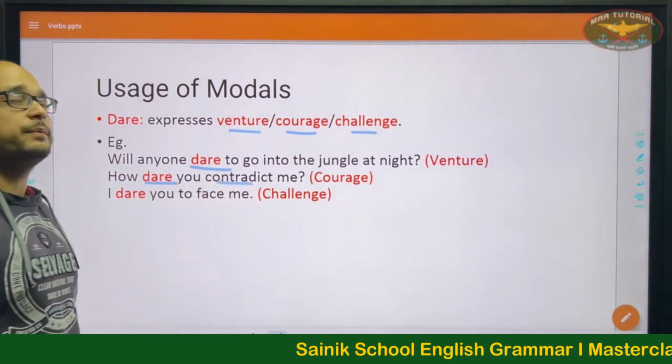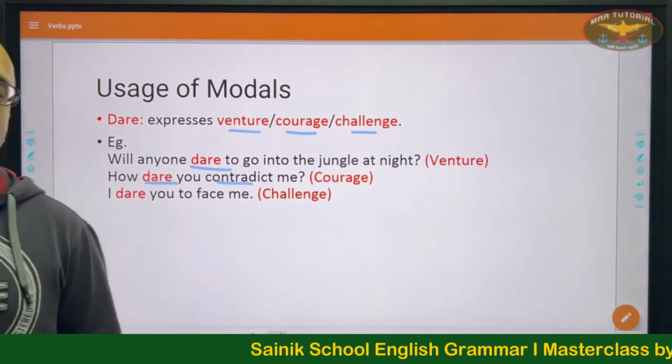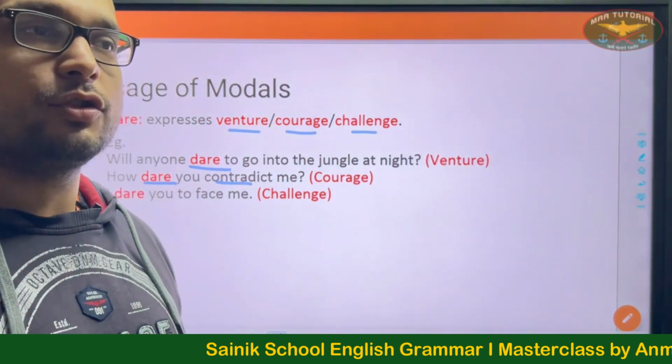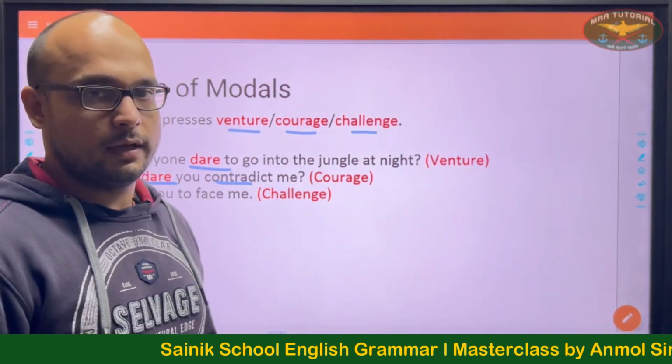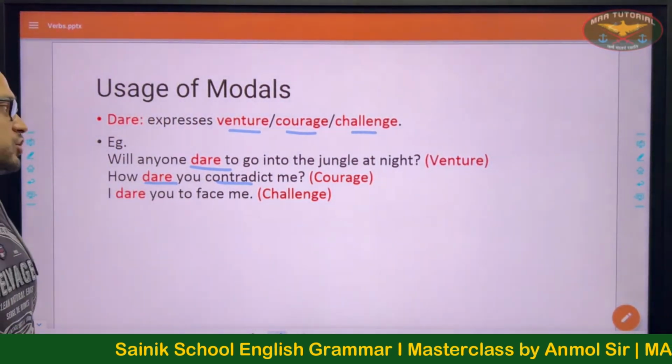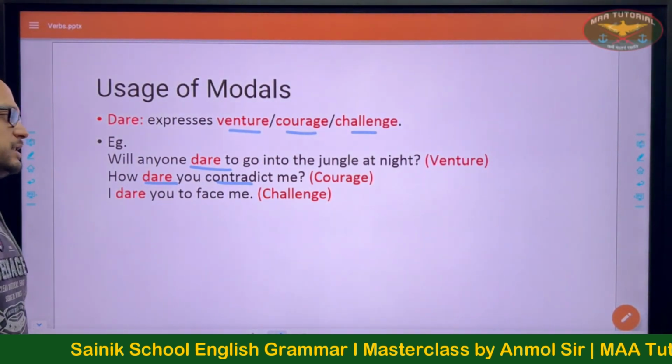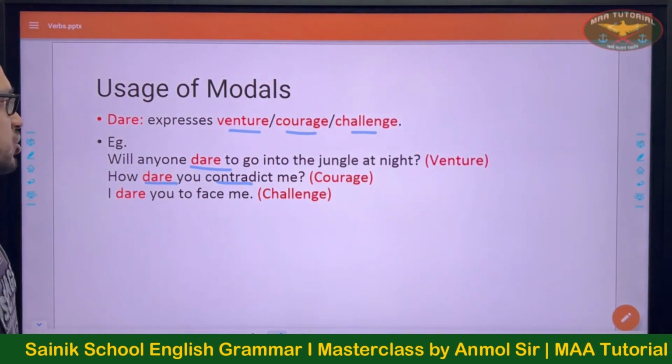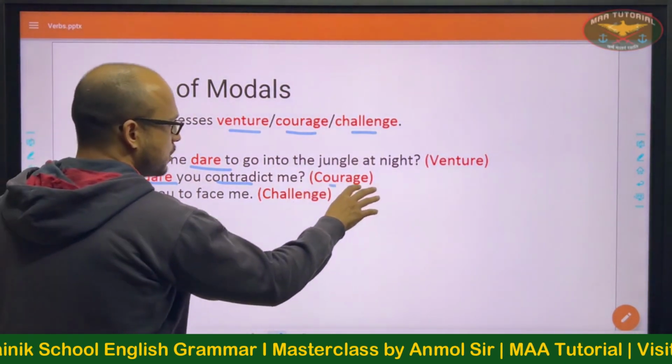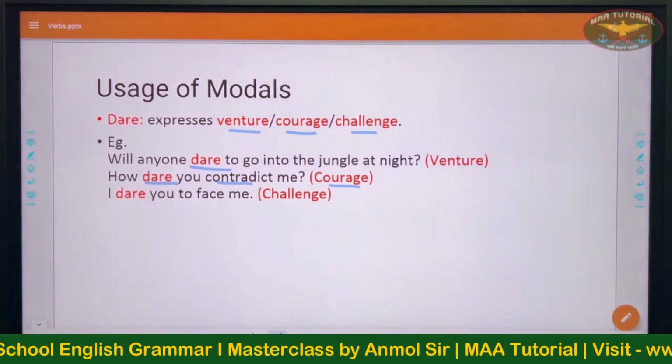Contradict means to say something against them, to say that you are wrong, that whatever you are saying is wrong and it should be the other way. That is contradiction. How dare you contradict me? This questions courage. We're questioning the other person's courage. How dare you do that?